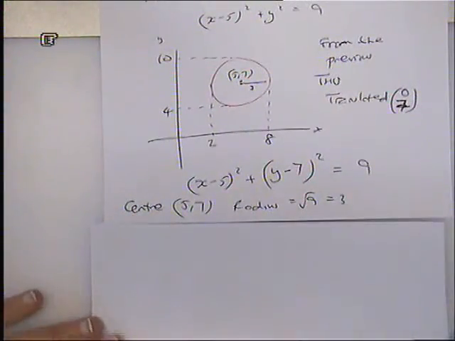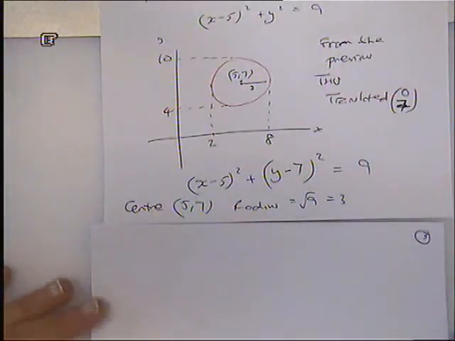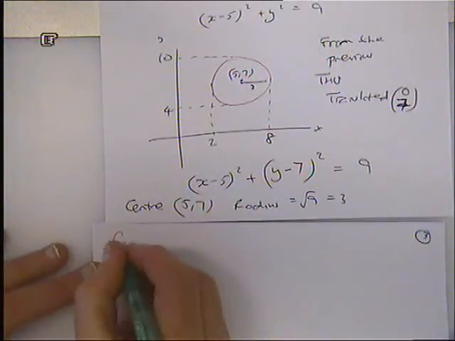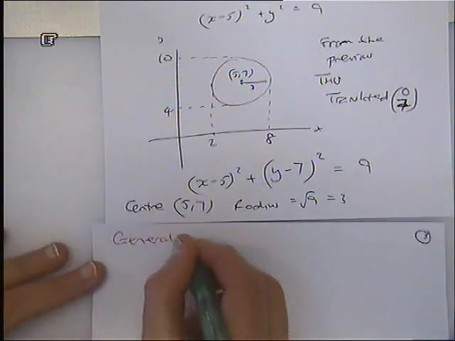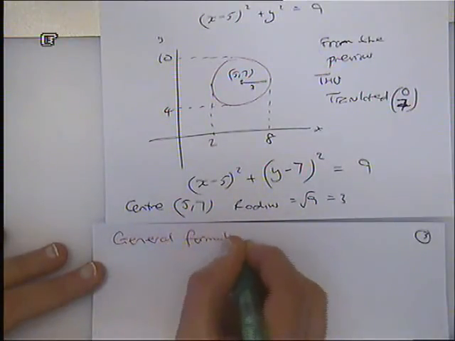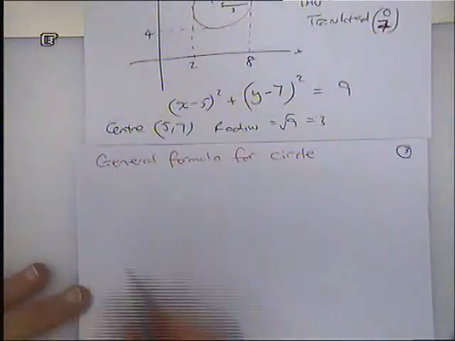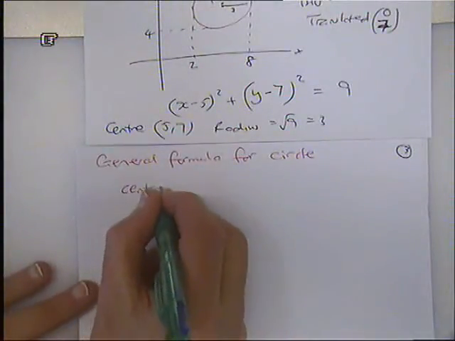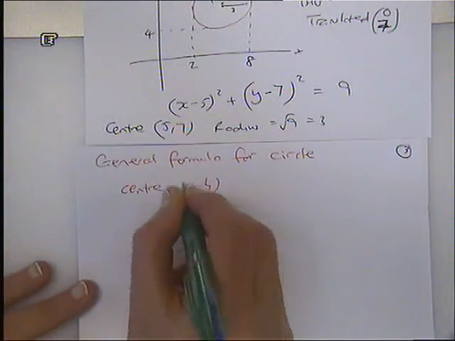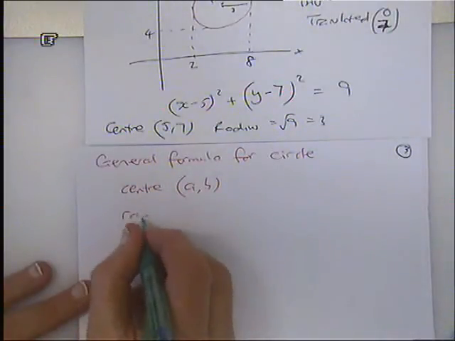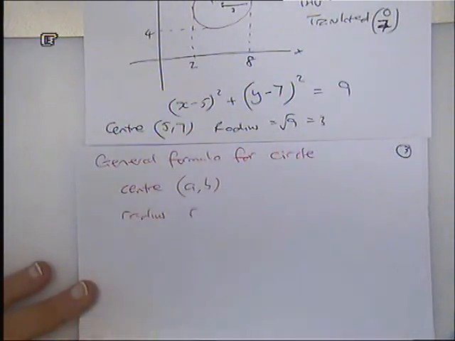So I'm hoping at this point we're probably in a position to look at a general formula for a circle. And what I'm going to be interested in here is my circle with a centre of A, B and a radius of R, what the equation of that circle will be.